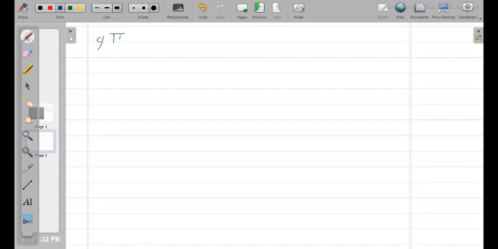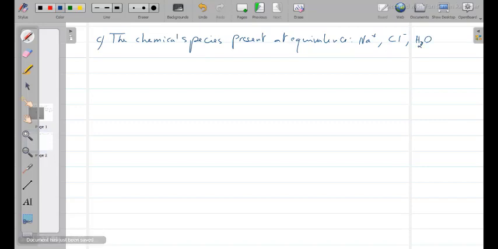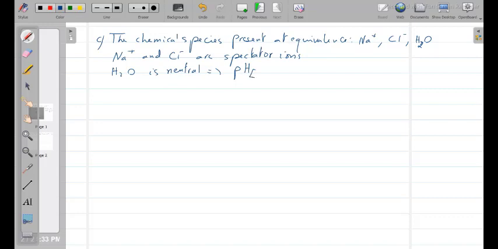We write the chemical species present at equivalence. They are Na+ from sodium hydroxide, Cl- from hydrochloric acid solution, and water H2O. H3O+ and HO- have completely disappeared at equivalence. Na+ and Cl- are spectator ions, or indifferent ions. It remains H2O, which is neutral, then the medium is neutral, then the pH of the neutral medium, which is pHE, equals 7.